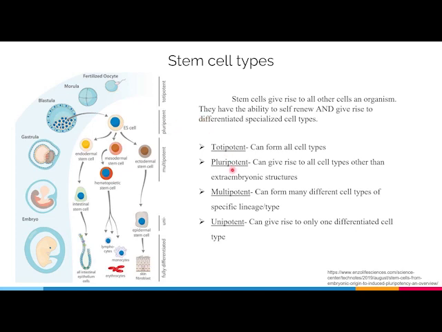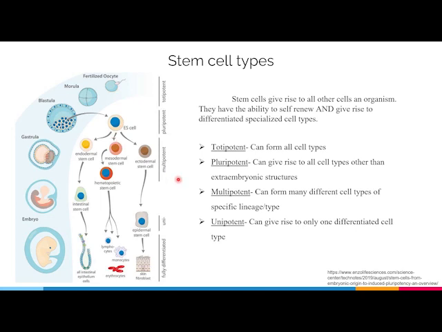Next is known as pluripotent stem cells. So we are going down a step. It can give rise to all other cell types other than extra-embryonic structures. This is the stage which we find in the blastula stage of the embryo, and it can give rise to all structures of the adult, but cannot give rise to extra-embryonic structures such as the placenta. That is what we call a pluripotent cell.